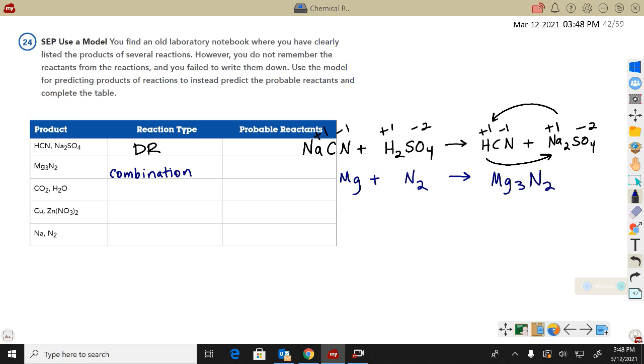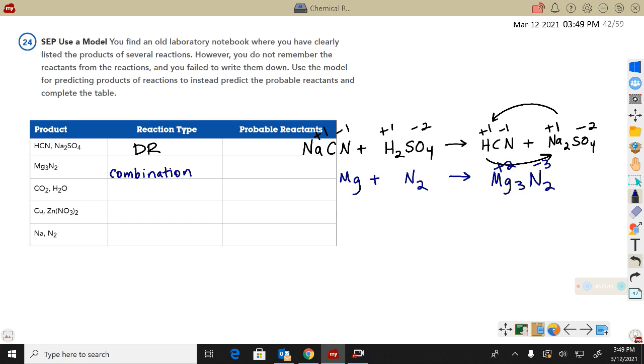And then of course when I made my new combination of magnesium and nitrogen, I would have checked the charges again. And that's how we got the Mg3N2. When I check my charges, oh yeah, I would need 3 magnesium and 2 nitrogen. But maybe this was some kind of a synthesis. Obviously, I'm not balancing them, by the way, because I guess I'm not really asked to. Use the model for predicting products of reactions to instead predict the probable reactants and complete the table. Yeah, it doesn't ask me to balance them, so maybe I won't.